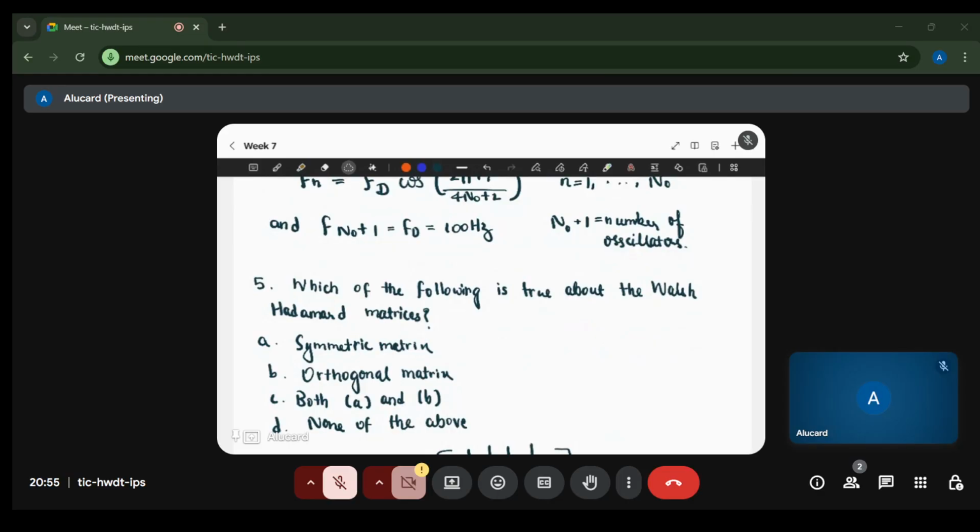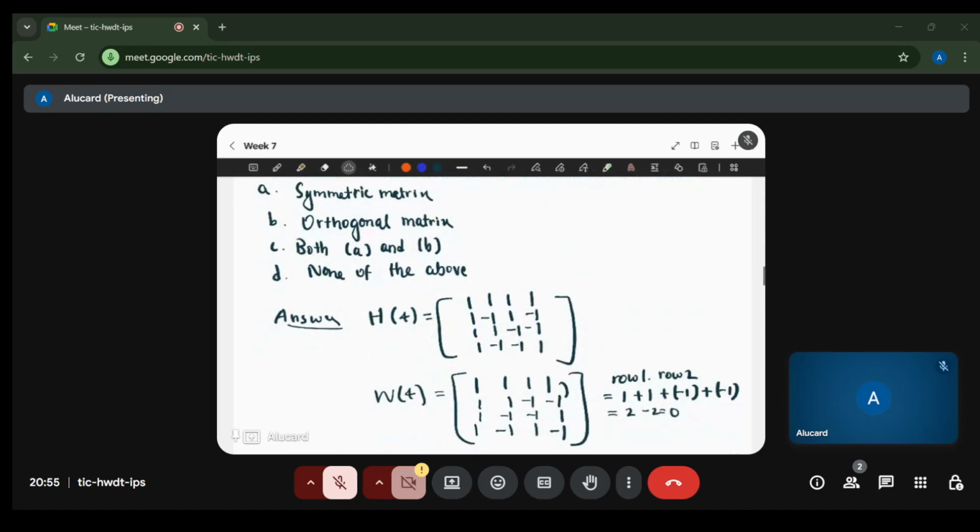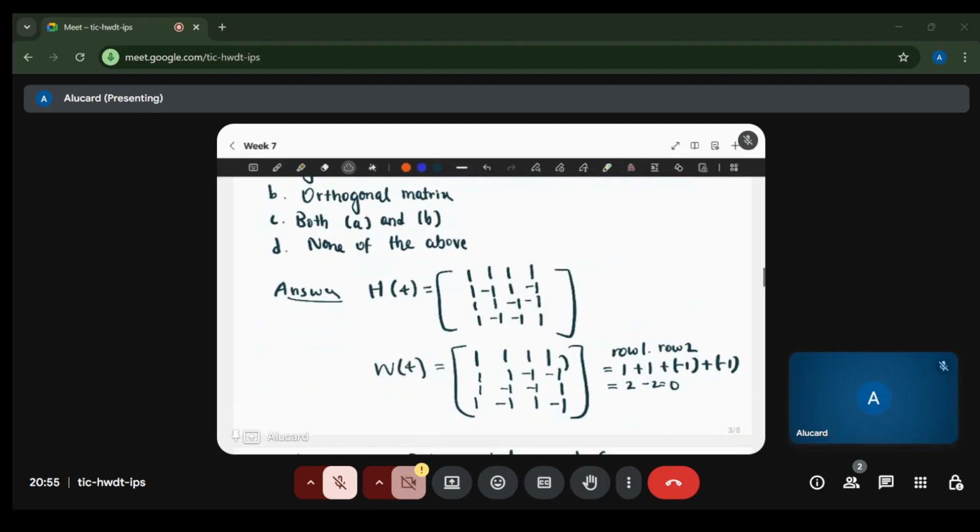Question 5. Which of the following is true about the Walsh-Hadamard matrices? They're symmetric matrices, they're orthogonal matrices, they're both symmetric and orthogonal, none of the above. You can see an example of a Hadamard matrix here: 1 1 1 1, 1 minus 1 1 minus 1, 1 1 minus 1 minus 1, and 1 minus 1 minus 1 1. A Walsh matrix is nothing but a rearrangement of the rows of the Hadamard matrix. So you can see that the rows are identical. So exchange of rows doesn't actually change.